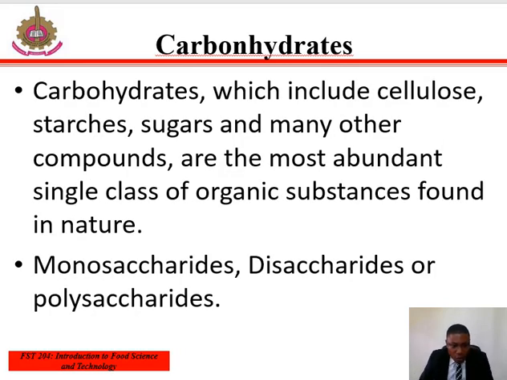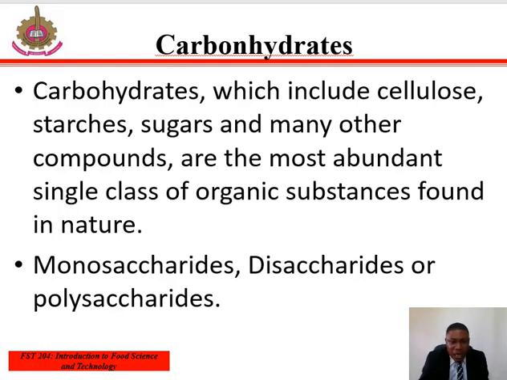Carbohydrates include cellulose, starches, and sugars, and many other compounds, and are the most abundant single class of organic substance found in nature. They are formed in green plants by the process known as photosynthesis, in which energy derived from the sun is used for assimilation of carbon dioxide from the air.